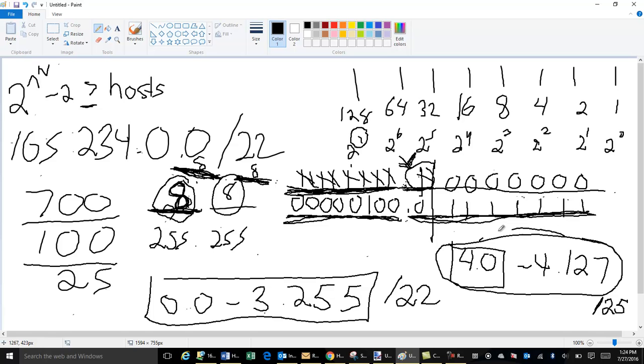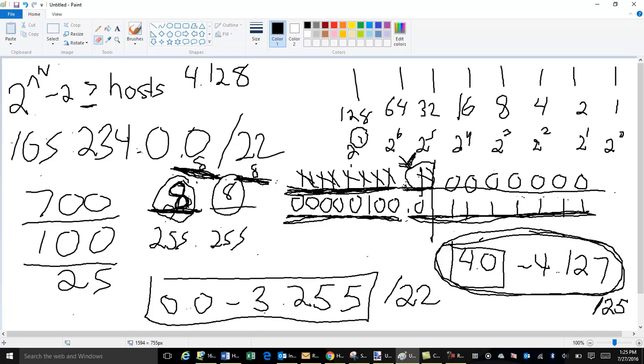Okay, now look where I left off. My last broadcast is 4.127. So that means my next range is going to start at 4.128. Host requirement of 25. 2 to what power minus 2 is greater than or equal to my host requirement. 2 to the 5th is 32. Minus the 2 is 30. That is greater than or equal to my host requirement of 25. So I would have 5 zeros right hand side of the line.